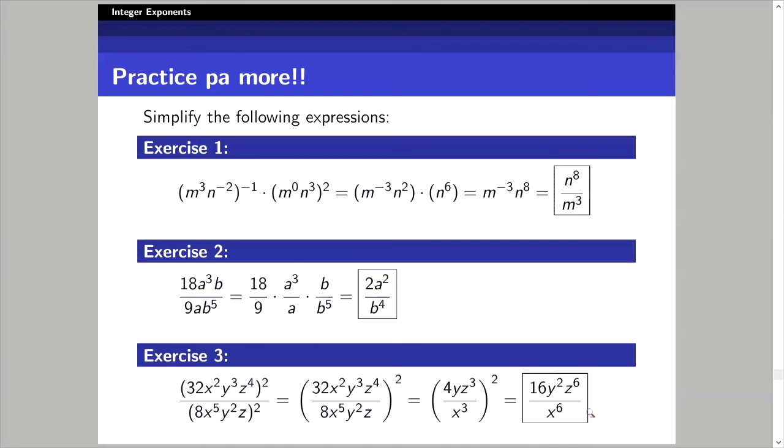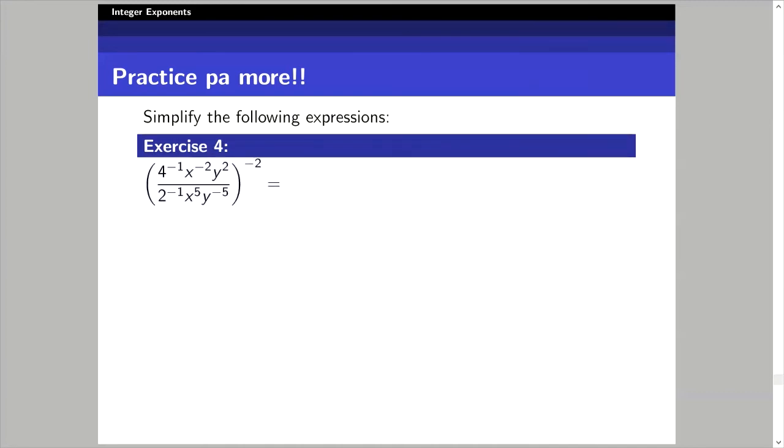Alright? That's why you have that. Okay, let's have this fourth exercise. Okay? Daming negative exponents.